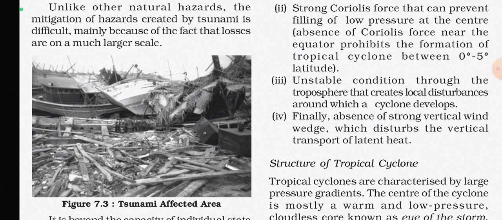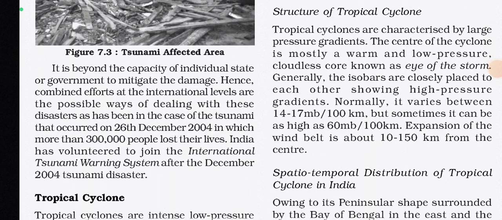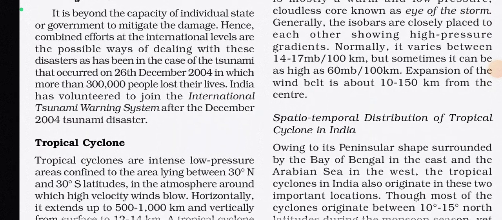Now see, unlike other natural hazards, the mitigation of hazards created by tsunami is difficult, mainly because of the fact that losses are on a much larger scale. A tsunami causes a lot of loss, so it is beyond the capacity of individual states and governments to mitigate the damage. Hence combined efforts at the international level are the possible ways of dealing with these disasters, as has been in the case of the tsunami that occurred on 26 December 2004, in which more than 3 lakh people lost their lives. India has volunteered to join the international tsunami warning system after the December 2004 tsunami disaster.